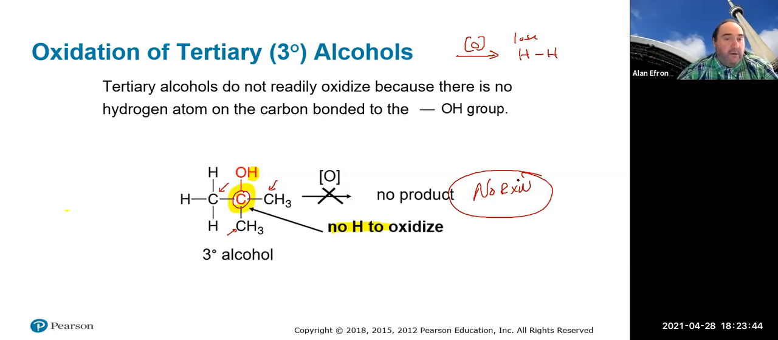So if you have an alcohol, you do an oxidation reaction or try to do an oxidation reaction and you don't get a product, then you know you have a tertiary alcohol. Question on tertiary alcohol?